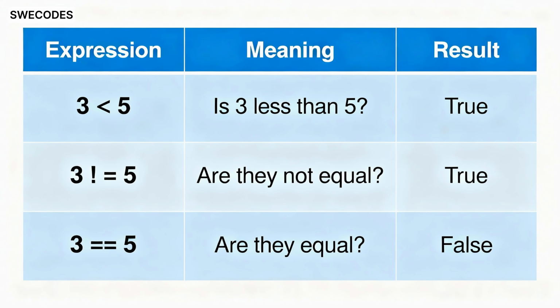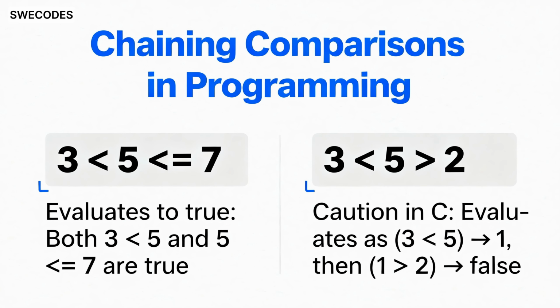To compare values, we use relational operators, the foundation of all conditional logic. Expression, meaning, result. 3 < 5. Is 3 less than 5? True. 3 != 5. Are they not equal? True. 3 == 5. Are they equal? False. You can even chain comparisons.